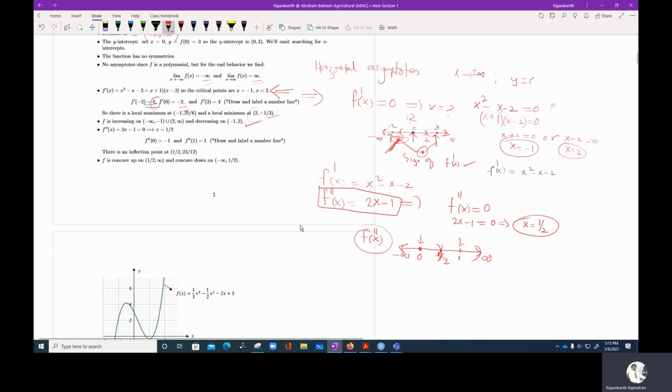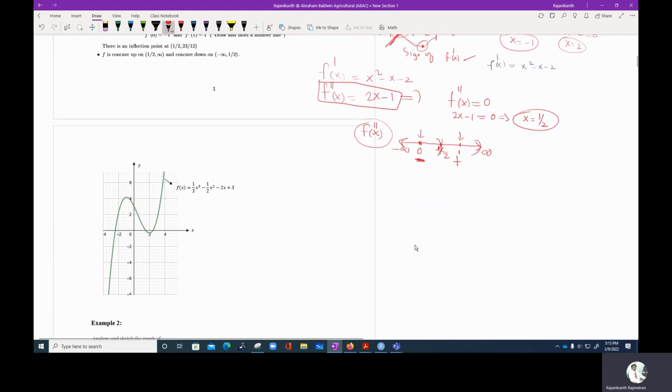So the second derivative evaluated at 0 is, plugging 0 here, you will get -1, that is here. And if you plug in 1, you will get 1, right? That means when you plug in 0, you will get a negative sign. When you plug in 1, you will get the positive sign.